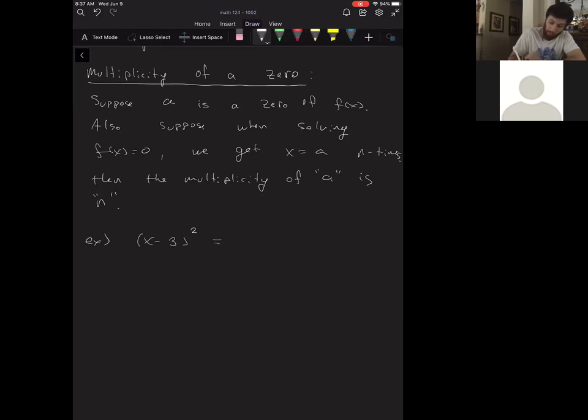Is equal to 0. So what does this mean? Well, when we're solving this equation, we have something squared equal to a number, so we could take the square root of both sides. If we take the square root of the left-hand side, we just get x minus 3. So let's do all that.